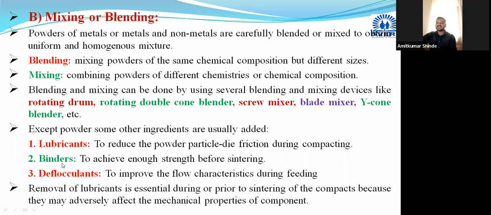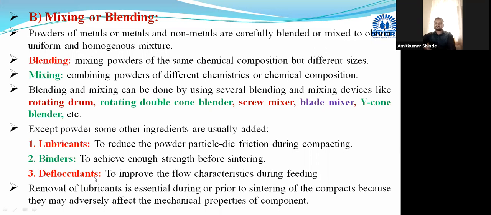Then some binders are added for the next stage, that is compacting or pressing. Binders are added so that a bond will get easily created between the different powder particles. That's why we are adding the binders. And when a bond is created, we will get enough strength before the sintering stage. Then deflocculants are added to improve the flow characteristics during the feeding stage of compacting, to improve the flow characteristics of the powder particles.